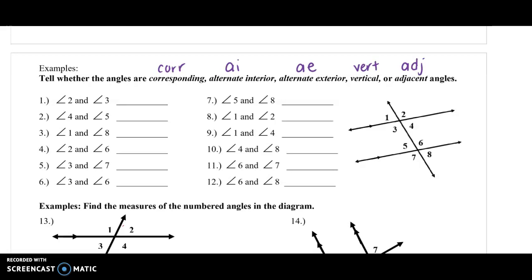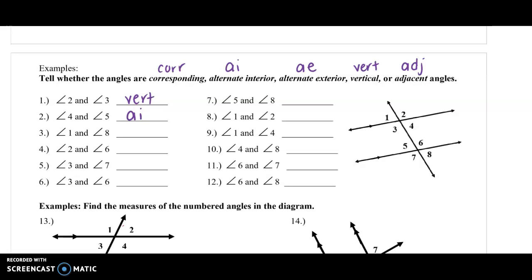Okay, so angles 2 and 3. If you look at those over on the diagram, they are across from each other, made with two intersecting lines. Those would be vertical angles. And if at any point you want to pause this, try all of these on your own and then check your answers with me, absolutely do that. That's up to you. Angles 4 and 5, they are inside the parallel lines on opposite sides of the transversal. So those are alternate interior angles.